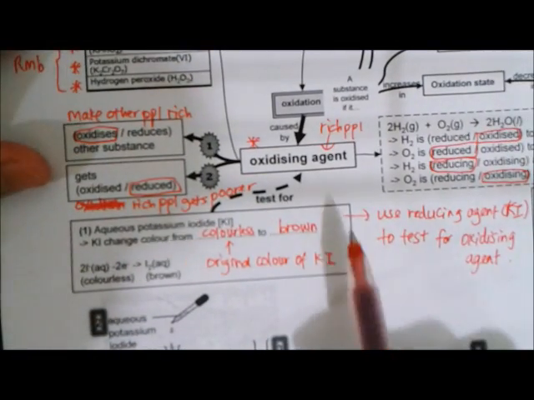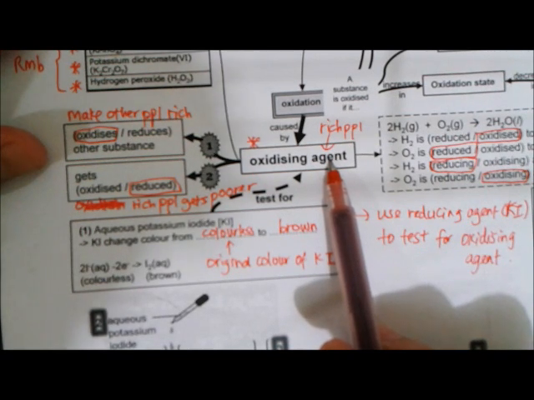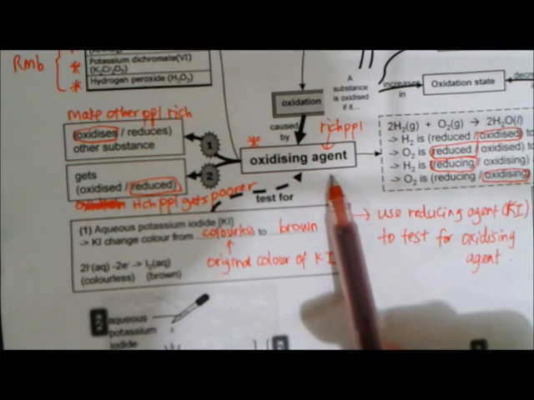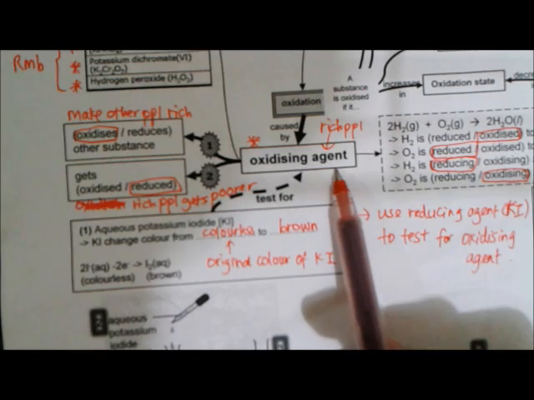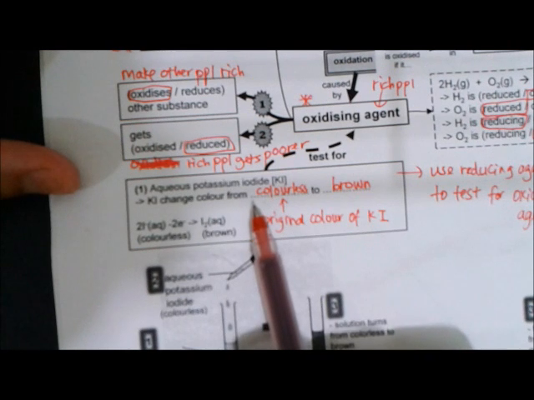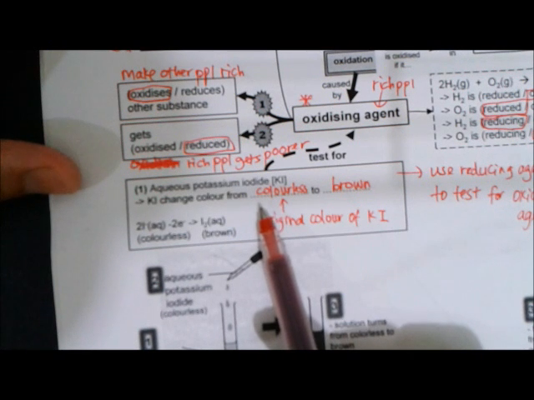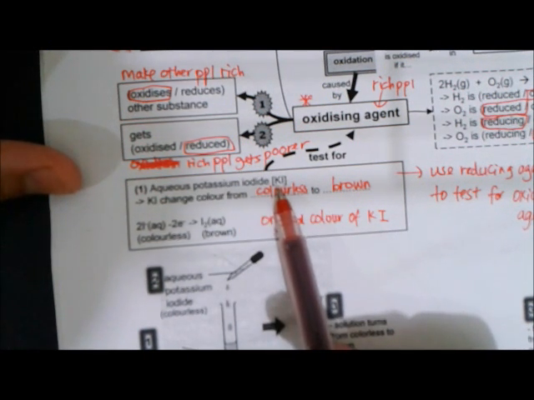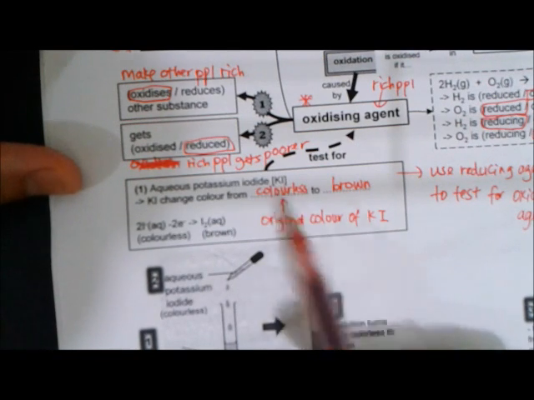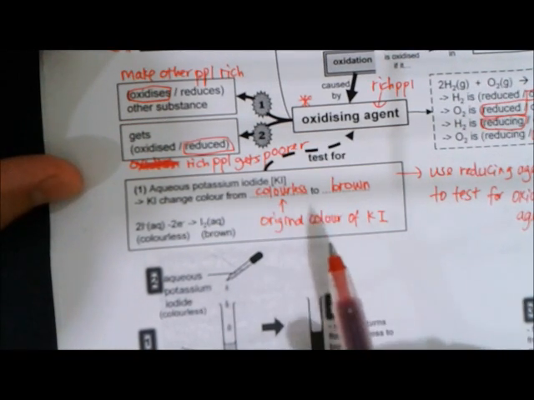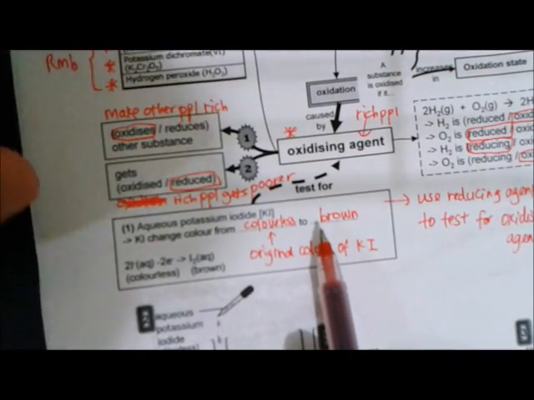And in order to test for an oxidizing agent, you need to use a reducing agent. In order to test whether a chemical is an oxidizing agent or not, you need to use a reducing agent. But not all reducing agents can be used. Only one of the reducing agents can be used to test for the presence of an oxidizing agent, and the reducing agent in this case is KI, aqueous potassium iodide. And when there is a color change, that means the substance that you are testing is an oxidizing agent.